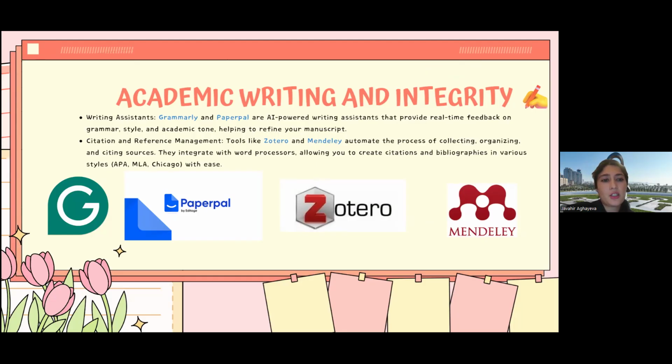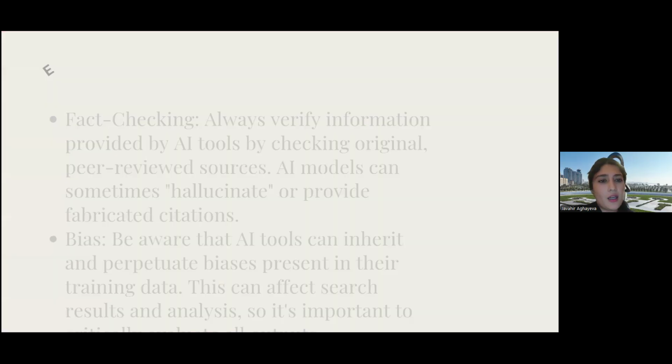At the same time, citations and references are also managed by tools like Zotero and Mendeley, where we try to collect and organize the citing process accordingly. The popular styles right now are APA, MLA, and Chicago. And this is the way we create our references and bibliographies in various styles.